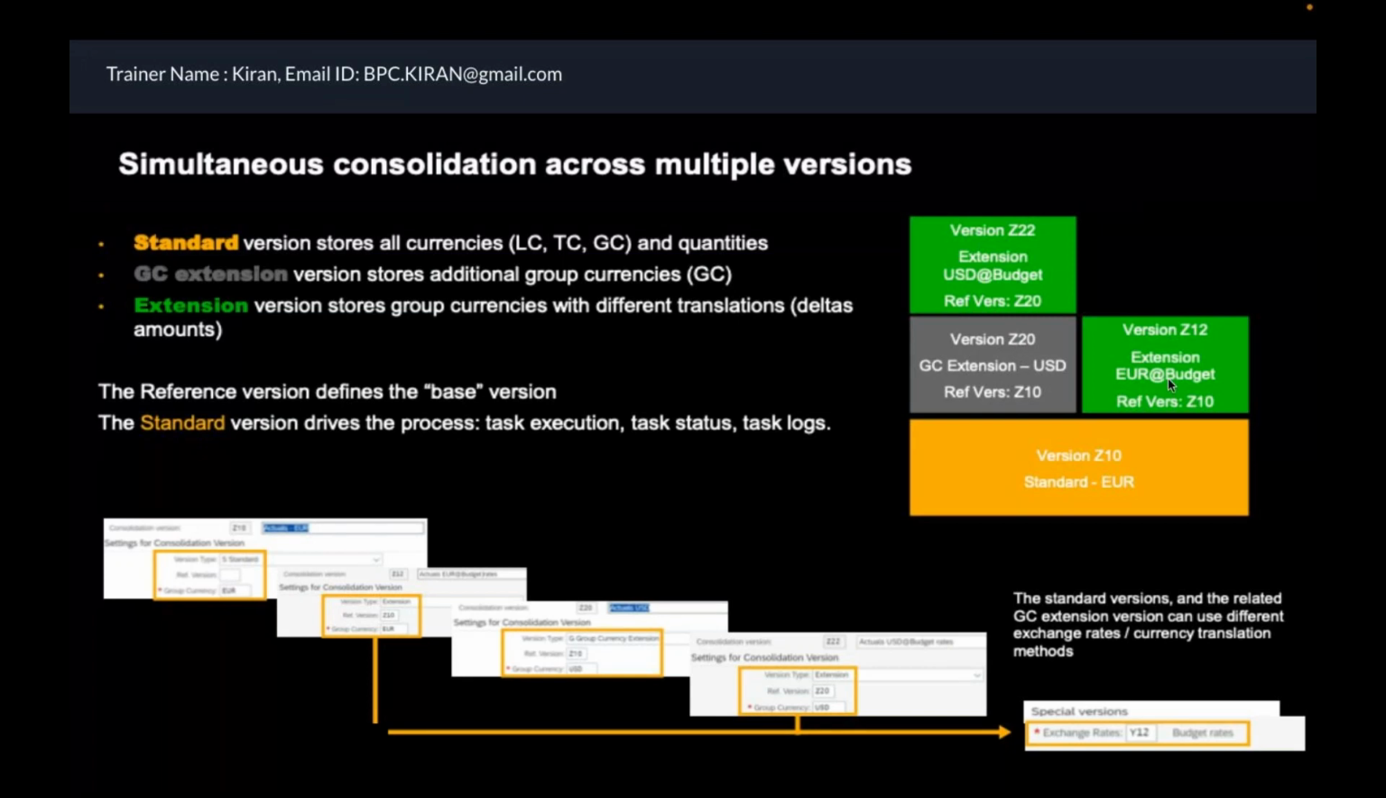Same way, if I want actuals at budget rates, then I will create an extension version for the euro at budget or USD at budget. So both the versions are referring to your standard version. When you run Z10, the system in the background is going to generate records for Z20, Z12 and Z22. No need to run separately. One time you are going to run. The user sees only one version, but in the back end, because of the reference version concept, it generates data for all the versions.